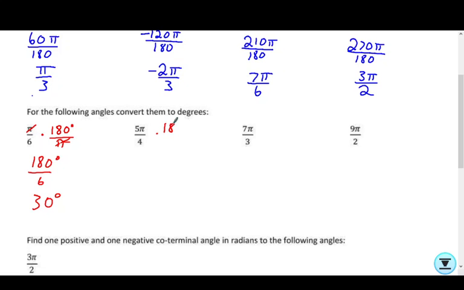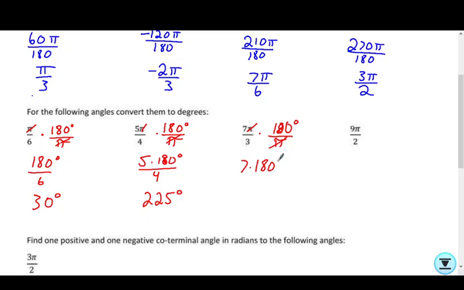Same thing here. Multiply, since we're changing it from radians to degrees. Pi divides out with pi, so we end up with 5 times 180 degrees over 4. And when you reduce it down, you get 225 degrees. Again, 180 degrees over pi. Pi divides out with pi. So you get 7 times 180 degrees over 3, which reduces down to 420 degrees.